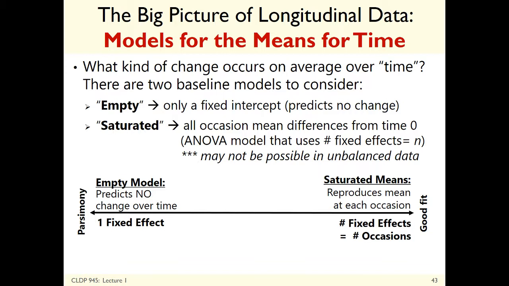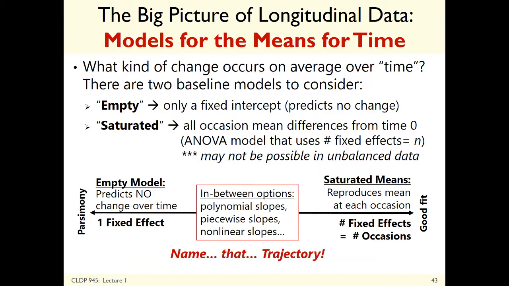On the right-hand side, saturated, meaning each occasion gets its own mean, meaning you've spent as many degrees of freedom as you have. Now, this one is the right answer. You're looking to compare this right answer against something simpler that gives you a trajectory through those means. That right answer is only possible when you have balanced data. So the options for what you can then do, polynomials, pieces, nonlinear slopes, this is going to depend on two things, the design and the questions.